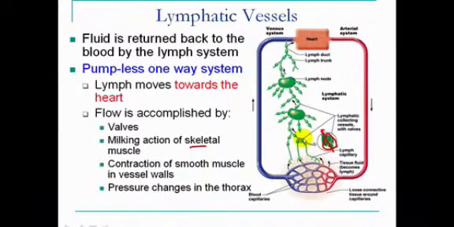As that fluid's being returned back to the venous system, as it goes through the vessels, it goes through lymph nodes where you have a lot of immune cells, T lymphocytes and B lymphocytes, that are then also checking the fluid for any foreign pathogens or antigens so that it can initiate an immune response if there happens to be an infection before you put it back into the venous system.